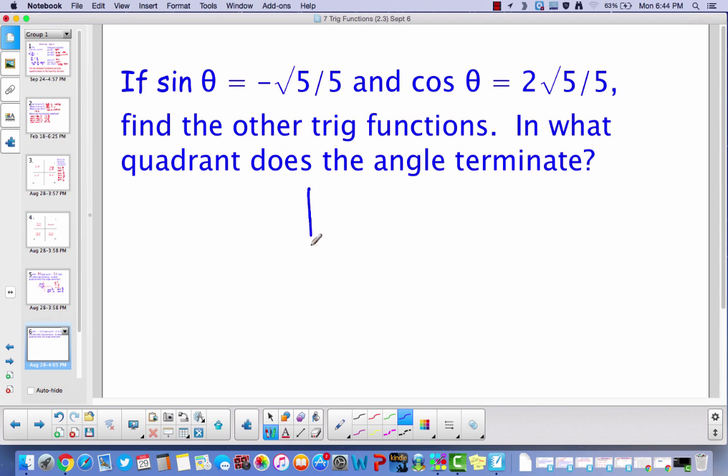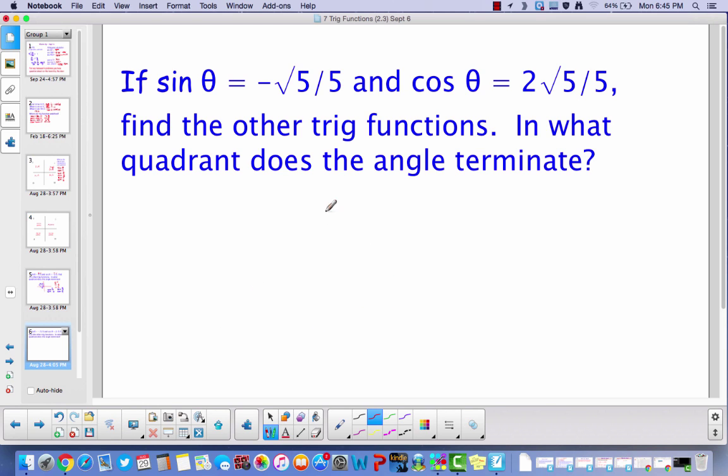All right, so let's figure out what quadrant it's in, because that will tell us positives and negatives. Sine is negative in this quadrant, this quadrant, and this quadrant, the third and the fourth quadrants. Cosine is positive in the first and the fourth quadrants. So what quadrant are they both? Is sine negative and cosine positive? It's got to be in the fourth quadrant. That will be important when we're doing some of these other pieces.